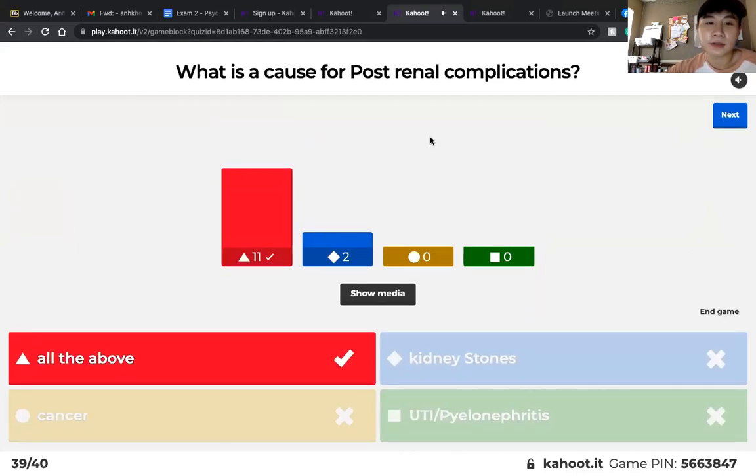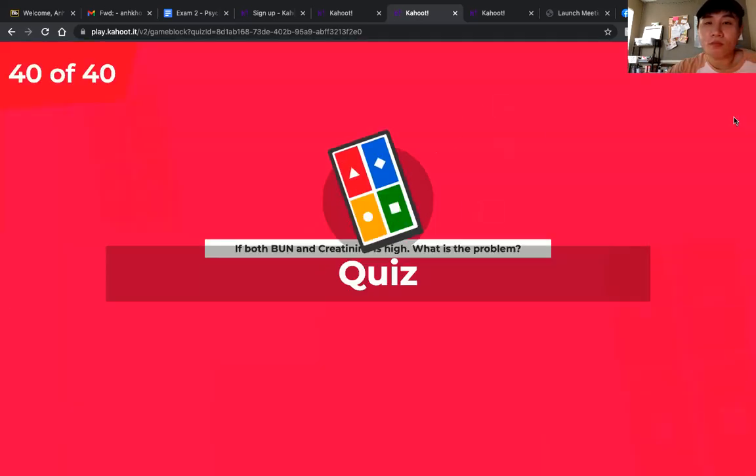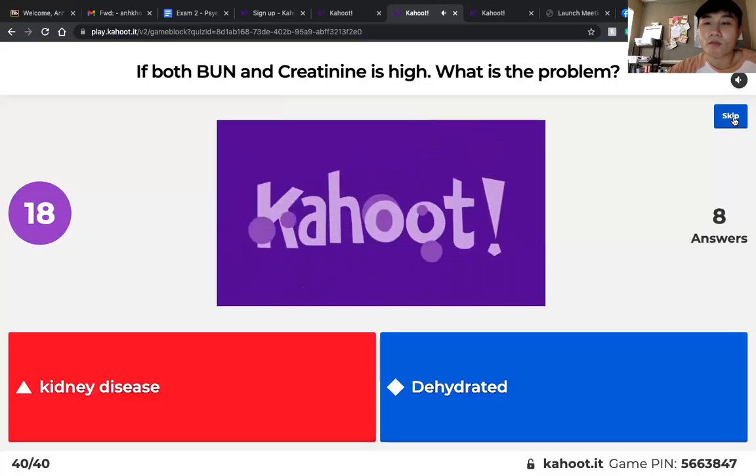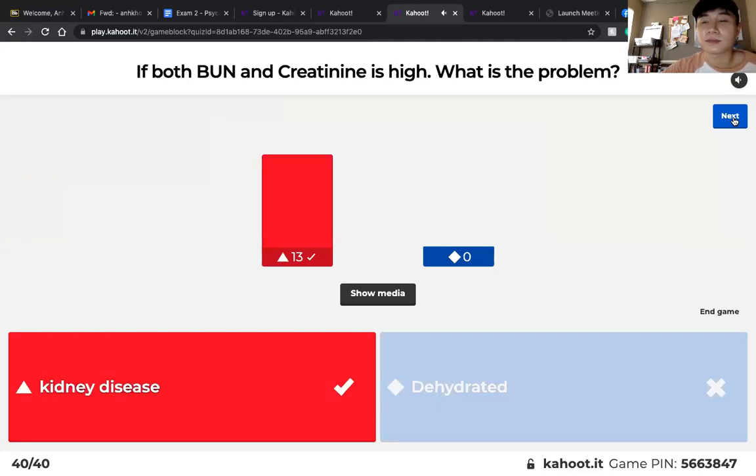Perfect, awesome, guys. So all of these are the post-renal complications for the patient. Post-renal because a UTI occurs below the kidney, and a kidney stone also occurs below the kidney. Awesome, perfect.